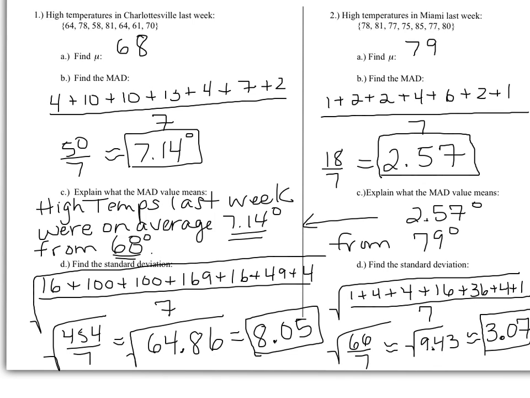Okay, for letter A, you should have gotten 79. For the MAD, you should have gotten 2.57. And for what the MAD value means, I just wrote the same thing that we wrote here, except that the high temperatures last week in Miami were 2.57 degrees from the average of 79 degrees. And then the standard deviation, you should have gotten 3.07.